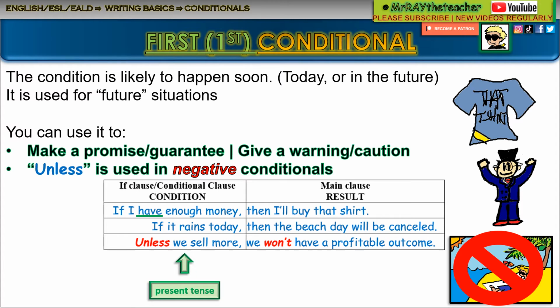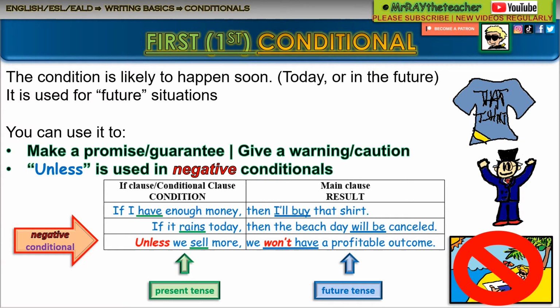And there's your present tense. So if I have enough money, if it rains today, unless we sell more. And then your future tense. So I will buy that shirt. I'll is short for I will. There's another one, the beach day will be cancelled, and we won't have a profitable outcome. Won't being the contraction, shrinking down of the words will and not. And there's the negative conditional. So there you go.